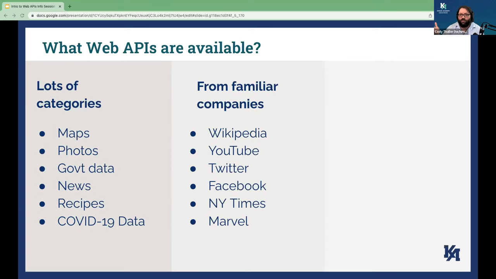But who makes these things? Well, a lot of these APIs come from companies that you're used to, that you've heard of, that you use daily. Wikipedia, there's a Wikipedia API that you can use to get information on a topic. YouTube, think about any time that you've been on a website that is not YouTube and there's been a YouTube video embedded on there.